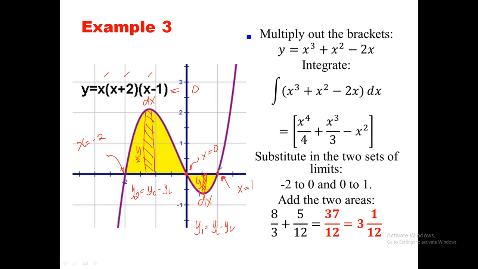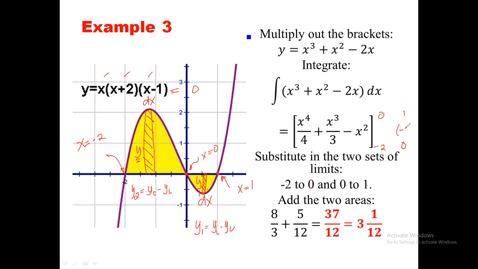You have two integrals. The first one should have the limits negative 2 to 0. It says here, substitute in the two sets of limits, negative 2 to 0. The second one is 0 to 1. Now, the equation of the function is still the same. That is still what you are going to evaluate, only with two sets of limits. For the first one, it's negative 2 to 0. For the second one, 0 to 1.